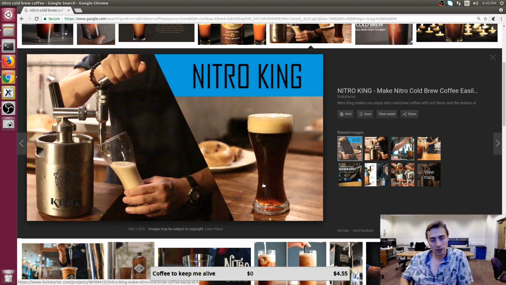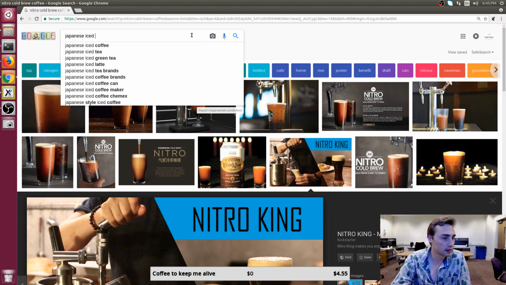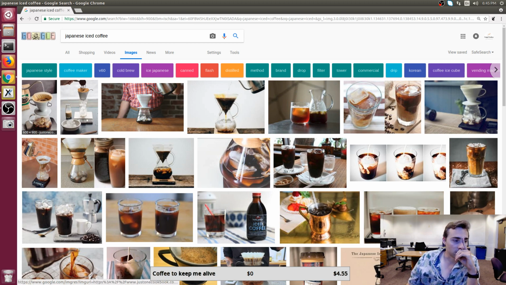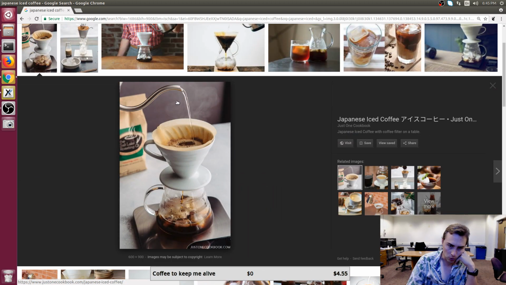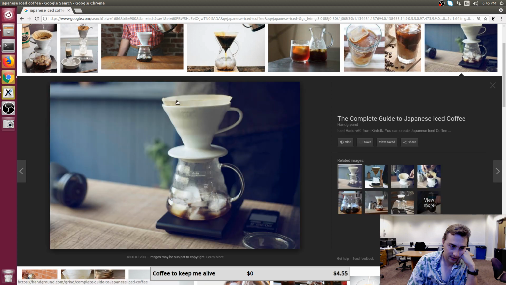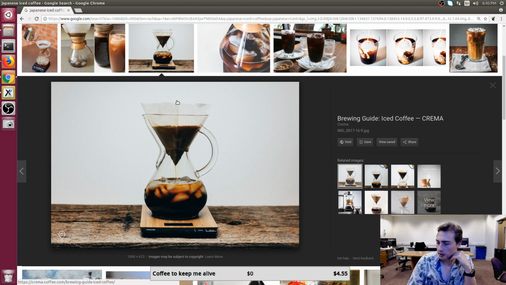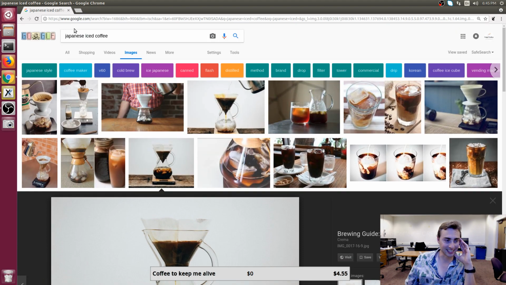Have you seen the Japanese iced coffee technique? Maybe. I see. Is it just a pour over? Is it just a pour over into ice? What am I supposed to be looking for? Yeah? Oh, okay. So it's like any other iced coffee. I thought it was something special. It's just iced coffee.